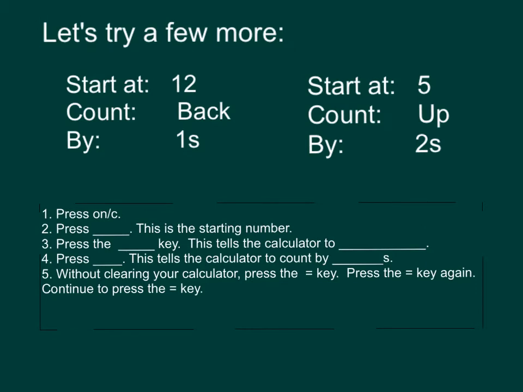Let's do one more problem. This problem we're going to start at the number 5. We're going to count up, so we'll be using the addition key, and we're going to count by 2s. Using our directions that we've learned today in class, the first step is to press the on or clear key to bring our display to 0.